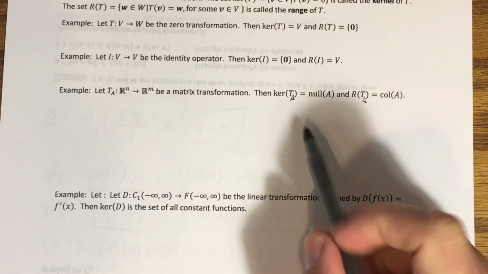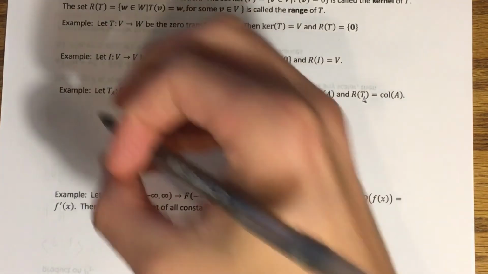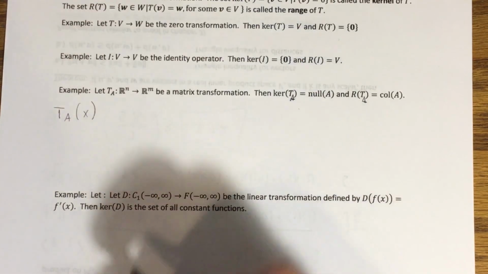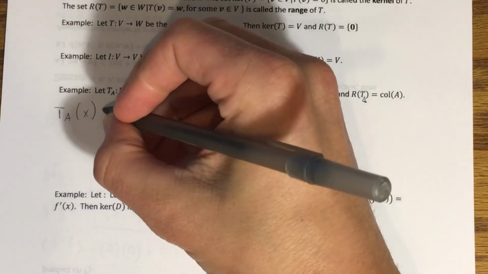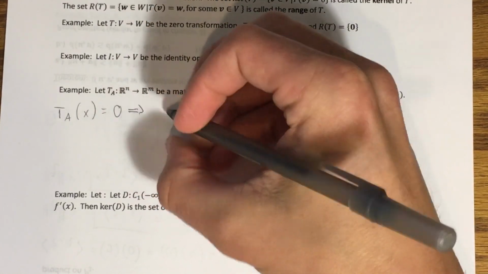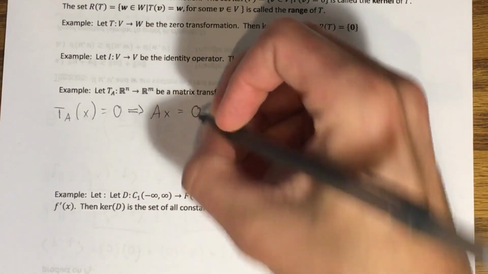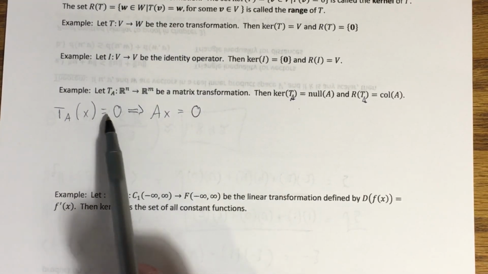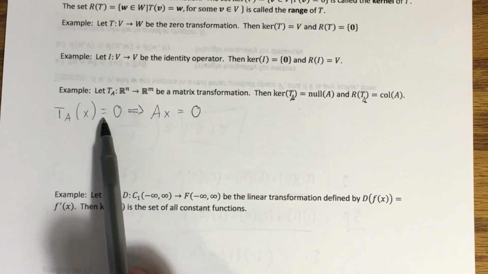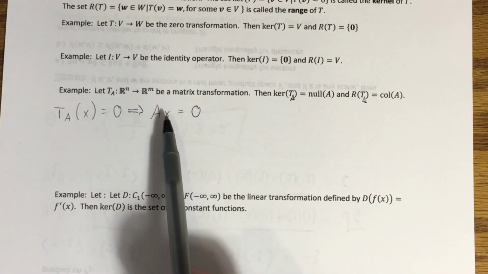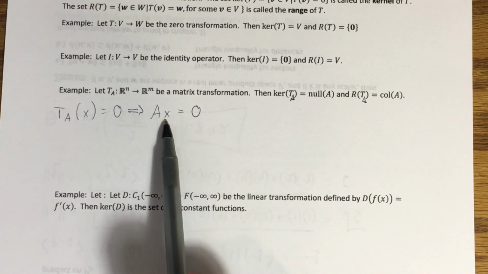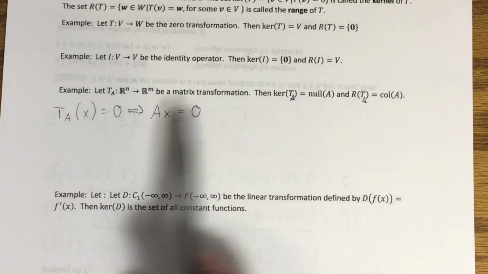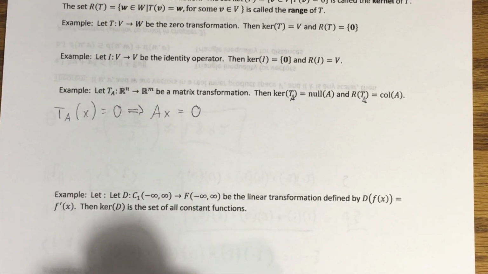And to see why, what does the kernel of TA actually mean? Well, remember, we're looking for the set of all vectors x in Rn such that T of A equals 0. But this means that Ax would equal 0, because that's what this transformation does. In other words, the kernel of this linear transformation is the set of all solutions to this homogeneous linear system. But that is what the null space of A is defined to be. So the kernel of TA in this case is the null space of A.